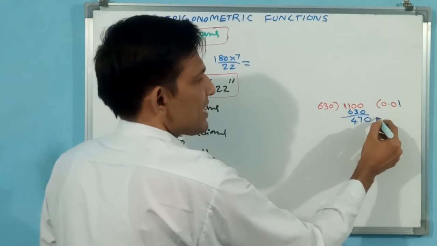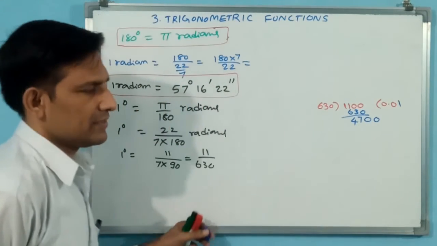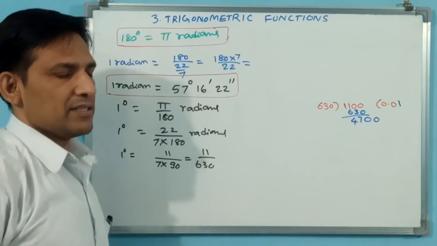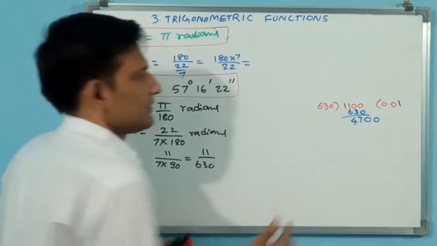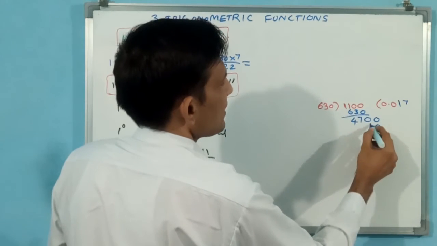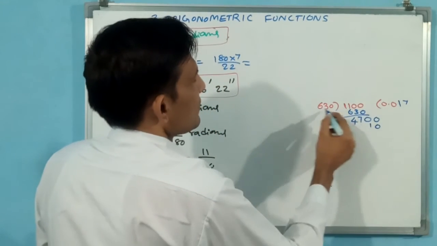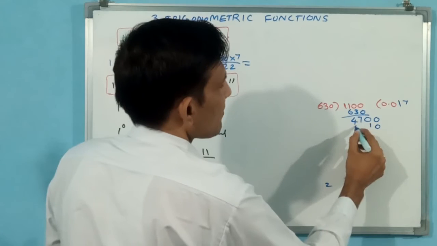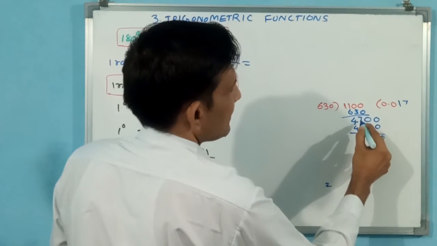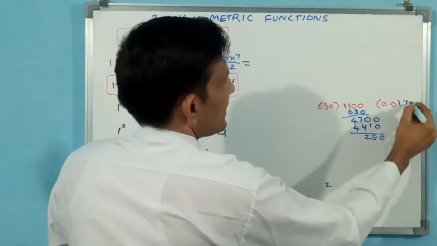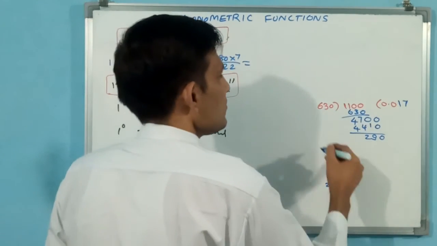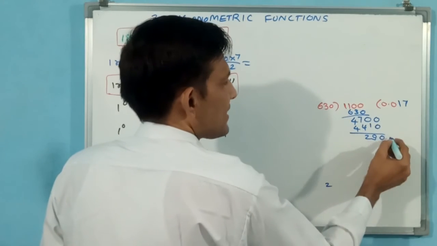See, 4700, 6 sevens are 42. 630 into 7: 7 threes are 21, 7 sixes are 42 plus 2, 44. So 4410, and the remainder 290 will come. Now you see another 0 you can take, because point you have taken, 2900.